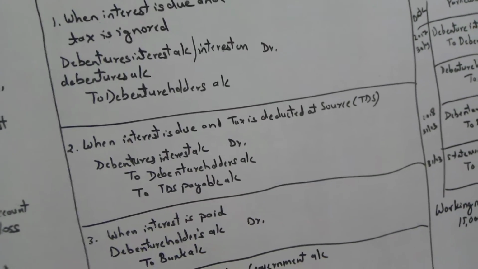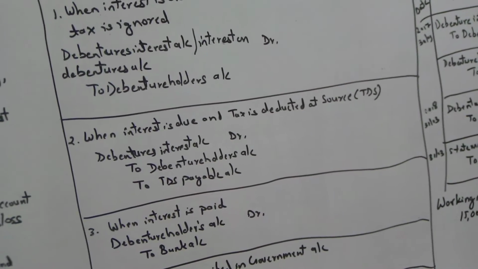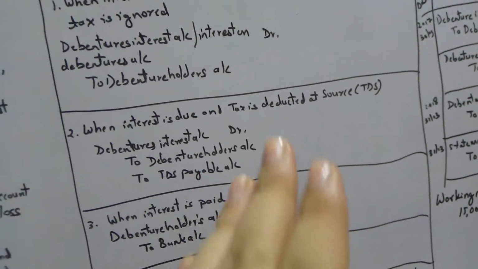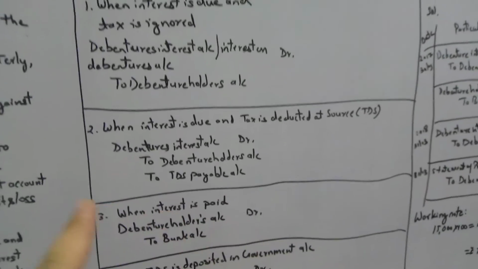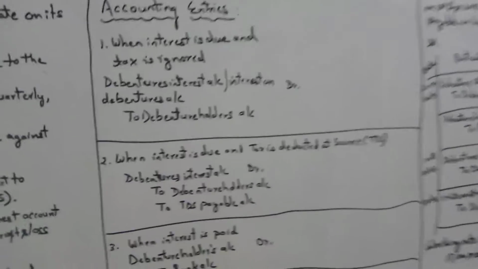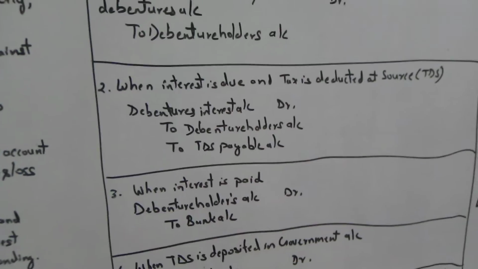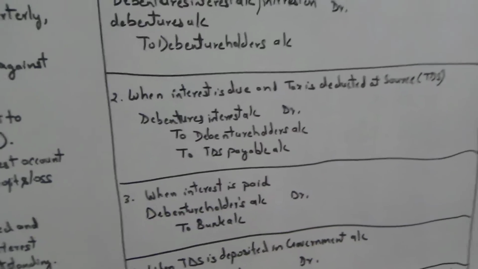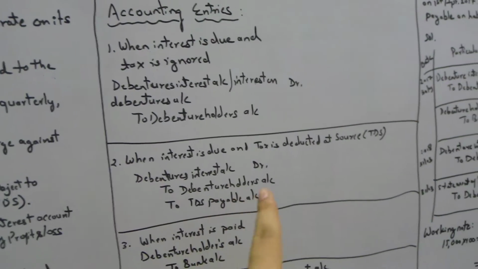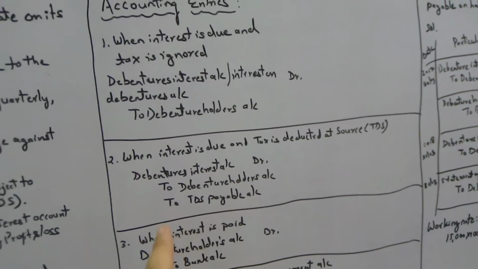Say your interest amount is going above the prescribed limit as per the government, then TDS has to be deducted. In that case, if the TDS is due, what entry shall you pass? Debenture interest account debited to debenture holders account and TDS payable. The same entry, right? But here the TDS has become payable, therefore you have to mention the TDS payable account.